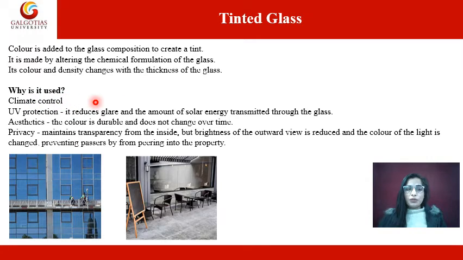Because of climate control. It helps in UV protection and reduces glare and the amount of solar energy. Aesthetically, the color is durable and does not change over time, and it maintains privacy. So these are some of the factors why we use tinted glass in our buildings.